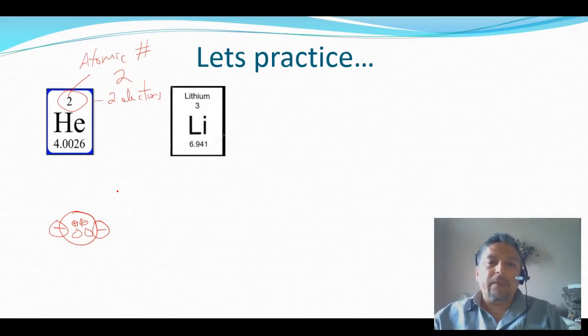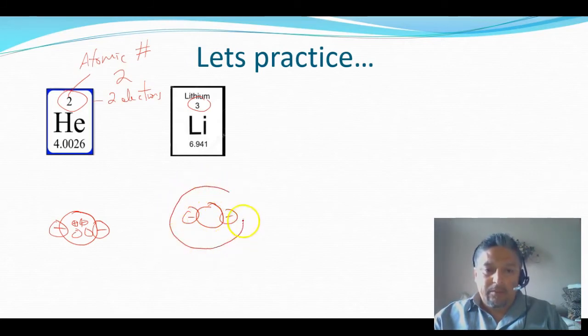This is lithium. Lithium's atomic number is 3. So if we put one energy level over here, we put 2 electrons on the first energy level, but we're still missing 1. So what do we do? We cannot put another electron there because that would violate the rules. So instead, we put another energy level, and then we add the electron that we're missing. So now we have 3 electrons.